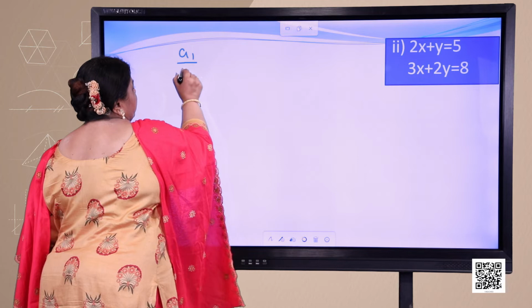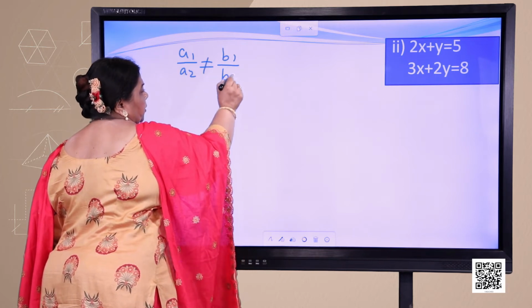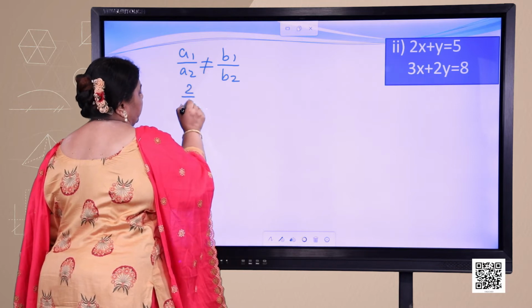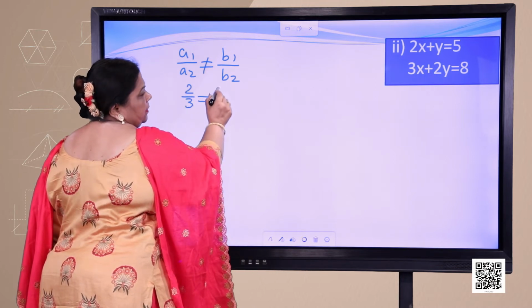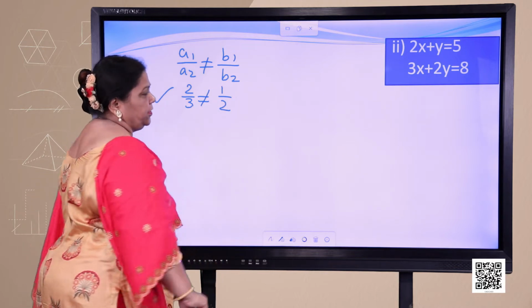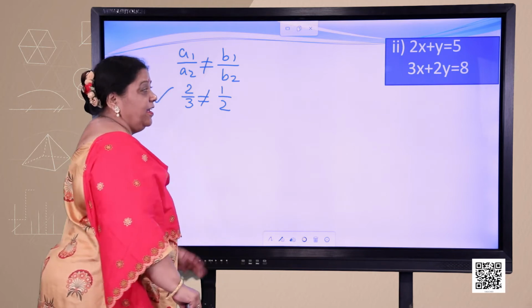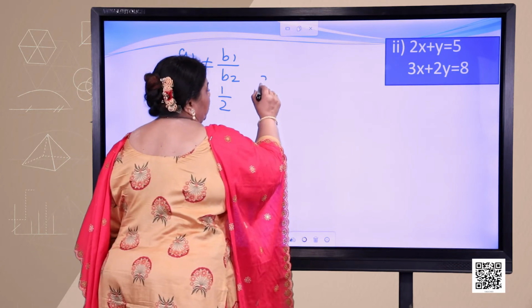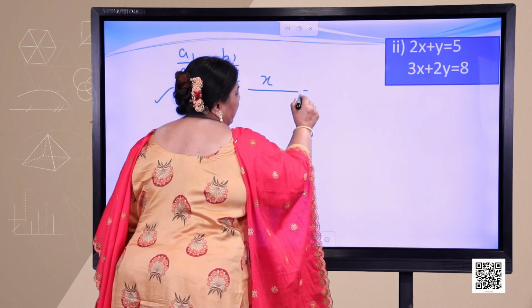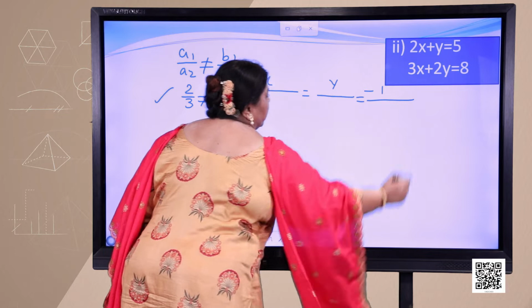Let us first see whether it has a unique solution. So, condition is a1 upon a2 should not be equal to b1 upon b2. So, 2 upon 3, I think it is not equal to 1 upon 2. Yes. So, it is a case of unique solution. Let us use cross multiplication method. Here remember, I am going to teach you a different pattern to find out the solution using cross multiplication method.